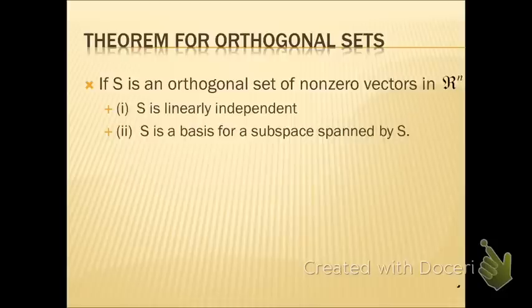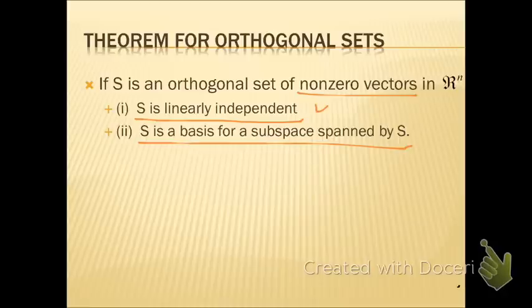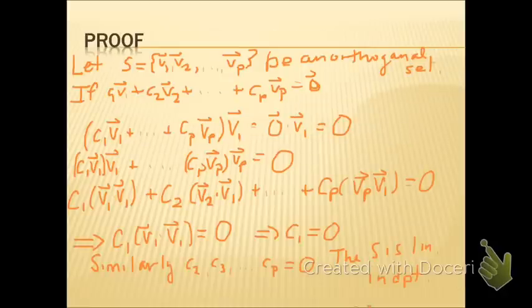So now we have a theorem for orthogonal sets. If S is an orthogonal set of non-zero vectors in Rn, then 1, S is linearly independent, and 2, S is a basis for the subspace spanned by S. We're now going to look at a proof to show that the vectors in S are linearly independent.